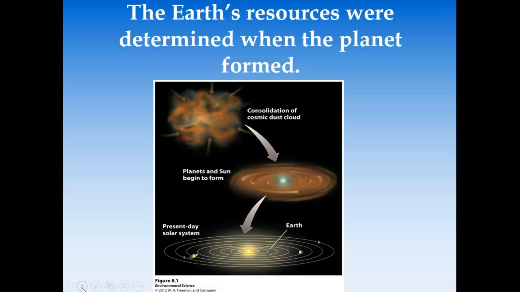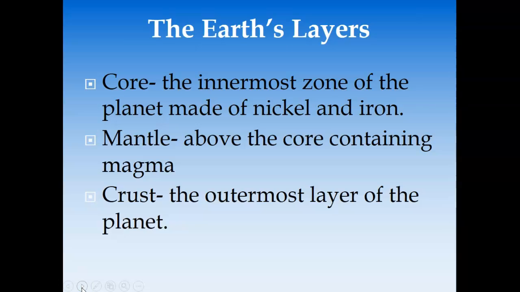So the resources that we need and that we use on Earth were determined when the planet formed about 4.6 billion years ago. The layers of the Earth contain those different resources that we use. First of all, the core, which is the innermost zone, is made of nickel and iron. And the mantle above that has the liquid rock we call magma. The outer crust is the outermost layer of the planet.